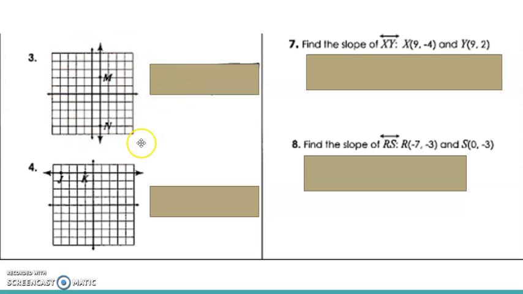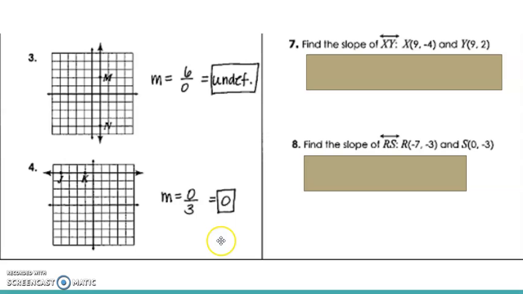With my number 3, my slope is going just straight up and down. It's this line that has N and M on it. Sort of hard to see, but that is an undefined slope. Remember, when it's straight up and down, it's undefined. And number 4 is an example of a zero slope. If you want to, you can still count the rise over the run, but we always know that straight up and down is undefined and straight side to side is 0.